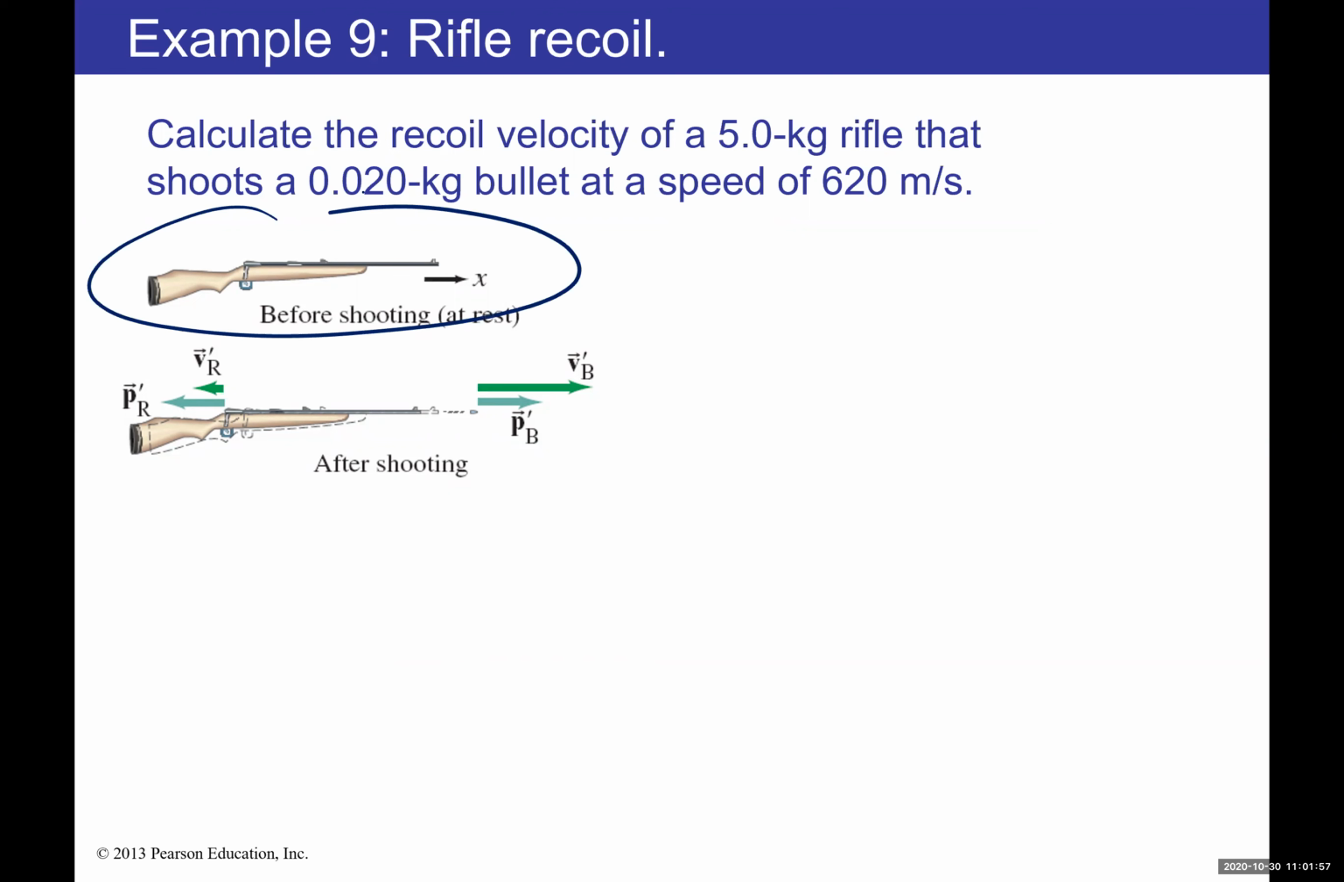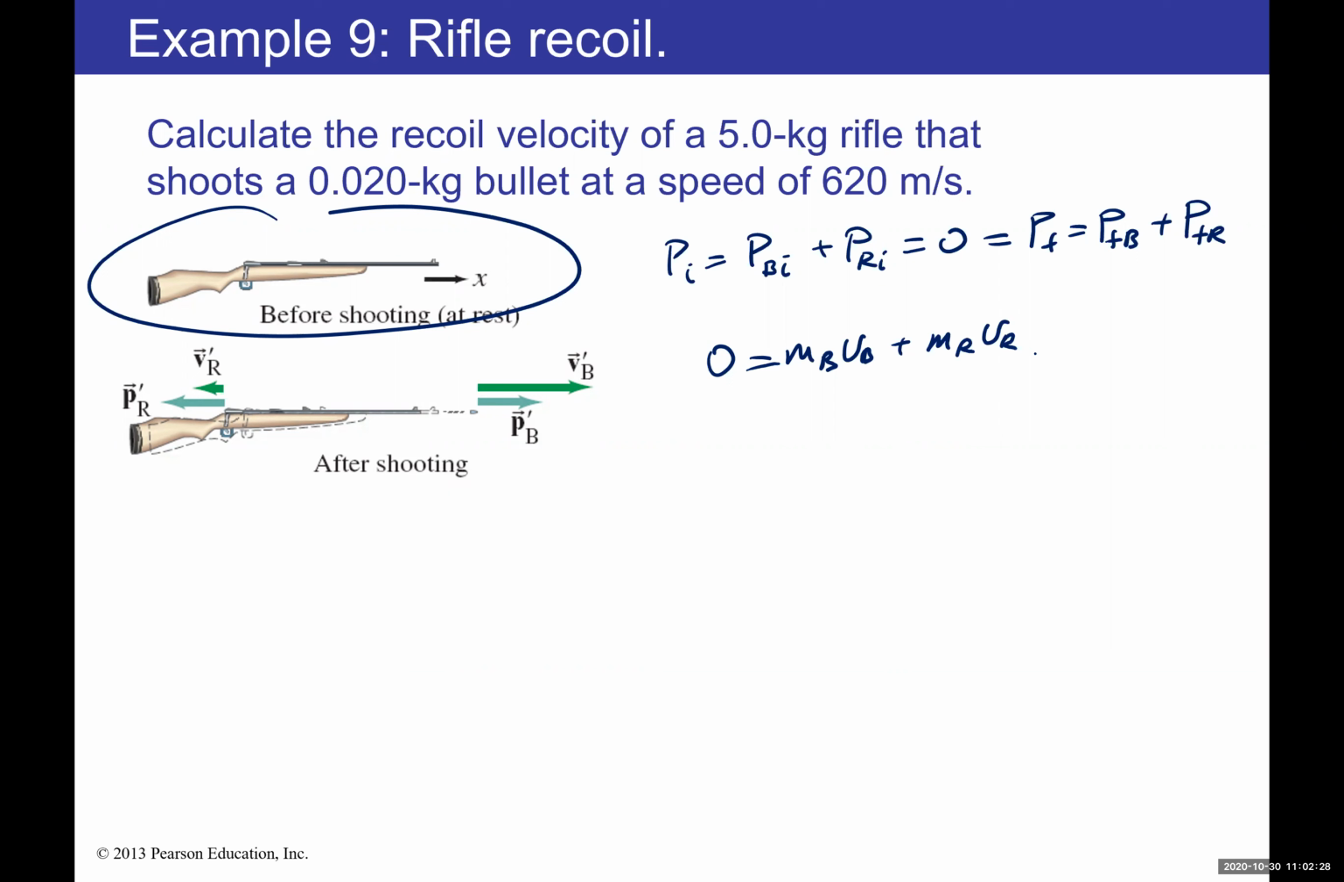Because right now, this is before, I can say the momentum of the system is the momentum of the bullet initial plus the momentum of the rifle initial, which equals zero because they are both at rest. But this should also be equal to the final momentum, which will be momentum final of the bullet plus momentum final of the rifle. Right? That means zero equals the mass of the bullet times the velocity of the bullet plus the mass of the rifle times the velocity of the rifle.